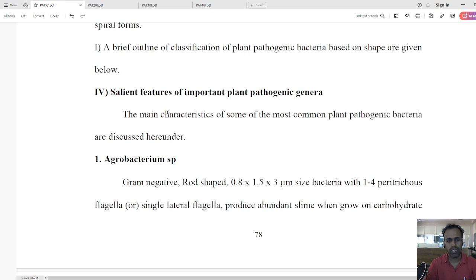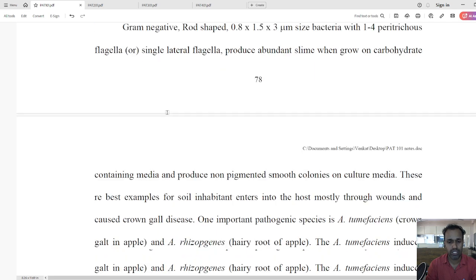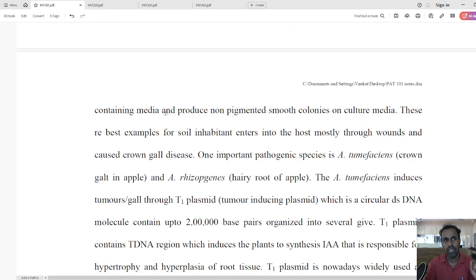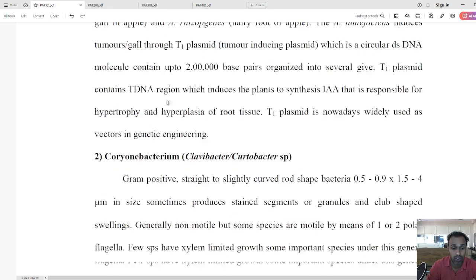Some bacteria, Agrobacterium tumefaciens, are gram negative. The specialty of this Agrobacterium is that it causes crown gall disease. It contains the T plasmid or Ti plasmid, the tumor inducing plasmid. Those things you have to remember. Transfer DNA is there. Why are these galls forming? It contains regions for hormone production or induction, the cytokinin and auxin producing regions.